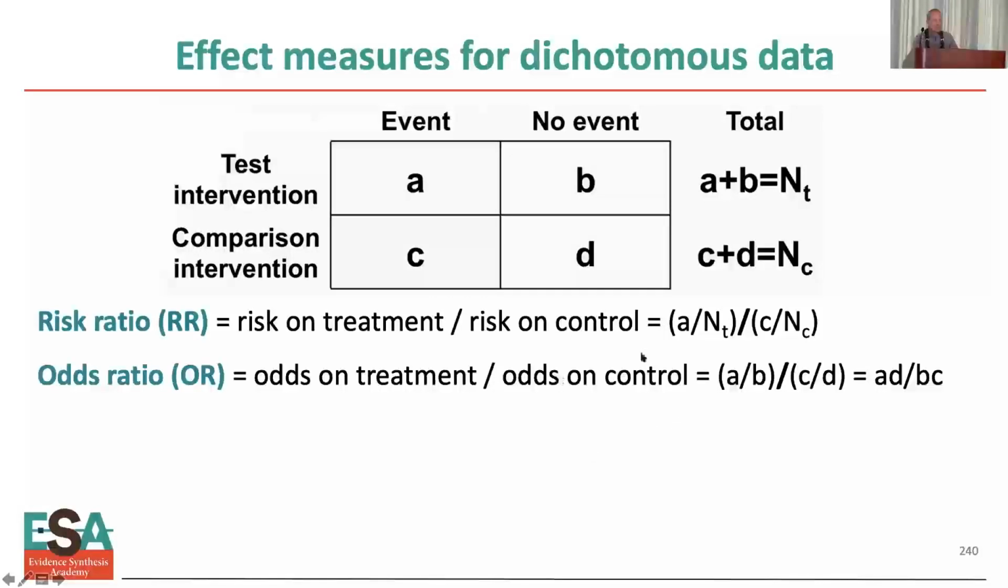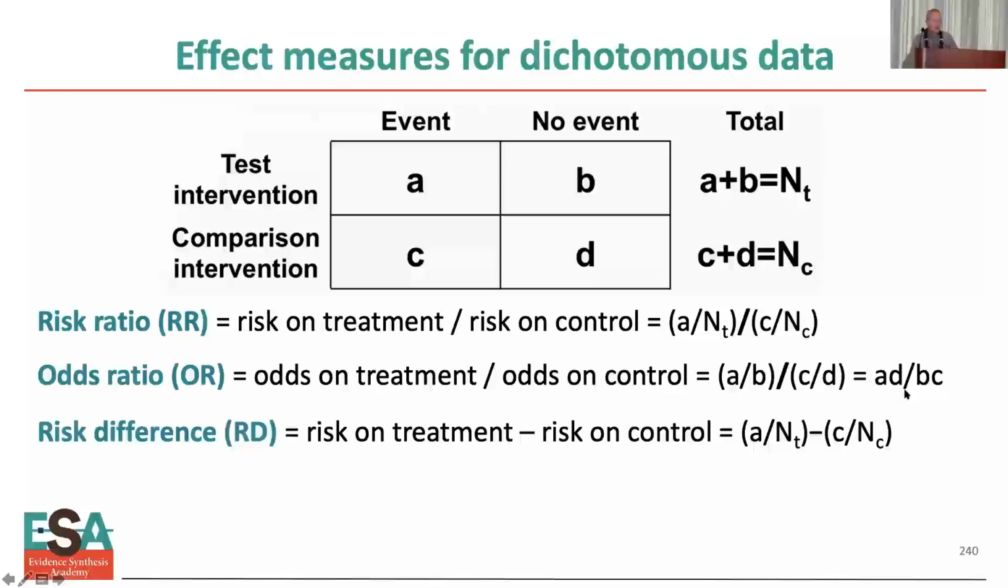Right? The odds ratio says what's the ratio of the odds. So the odds are the number of events divided by the number of non-events. So those are the odds of having an event in that test group, and this is the odds of having an event in the control comparison group, and the ratio of those odds is the odds ratio. And then the final way is the risk difference, which says the event rate in the test group is A over NT, the event rate in the comparison group is C over NC, and the difference between those is the risk difference. So all three of those are common ways of describing binary data.